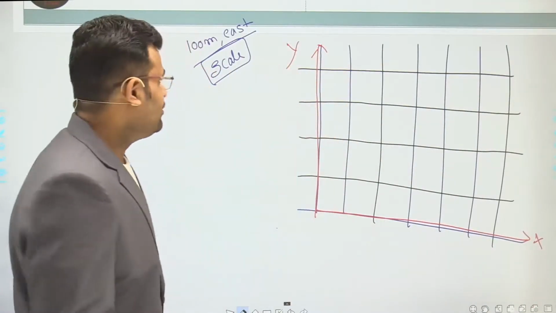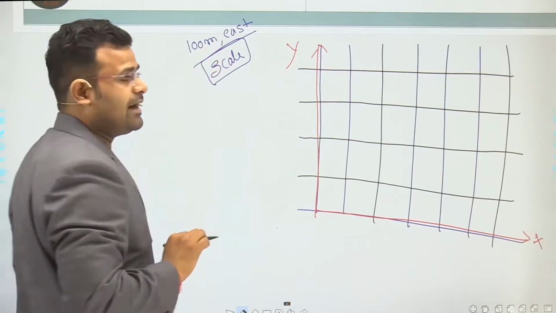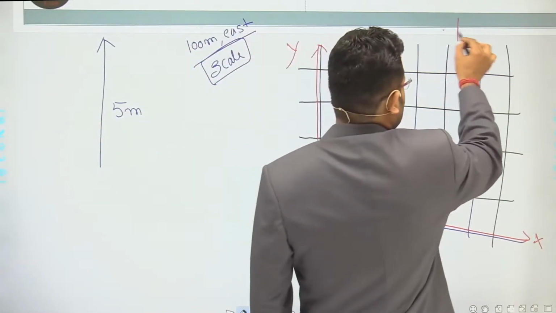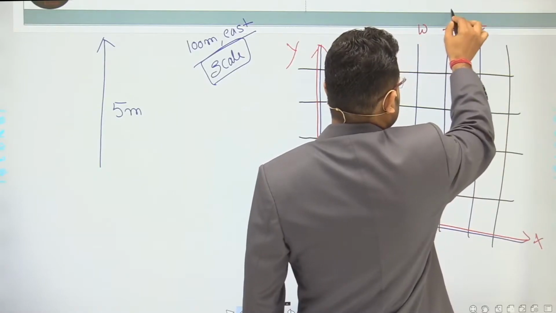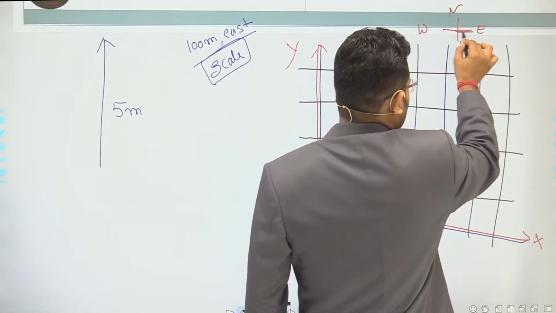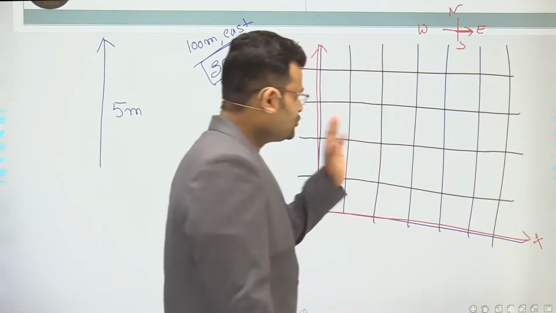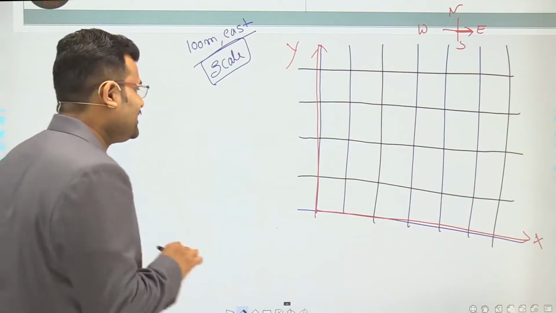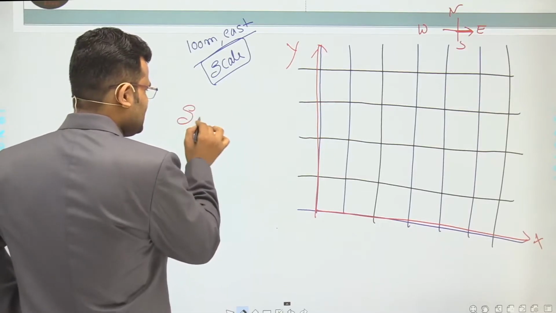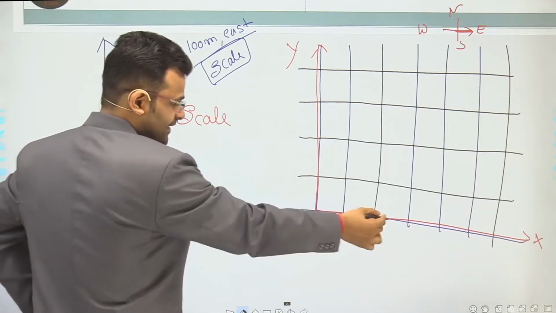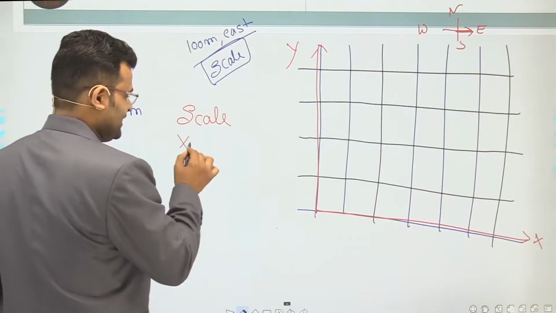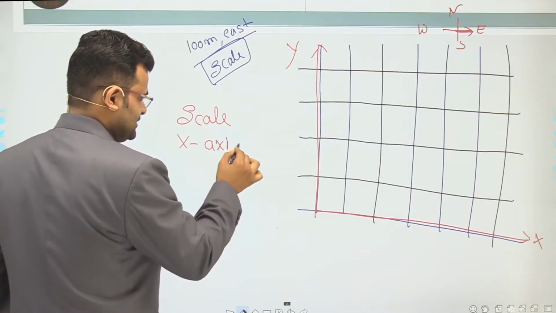Okay. Now we want to mark the 100 meter east. It means, dear student, our directions are east, west, north and south, so we want to mark in this direction. How can we measure and mark the 100 meter? At that time we use a scale for the x direction. The requirement is the x direction, the x axis.